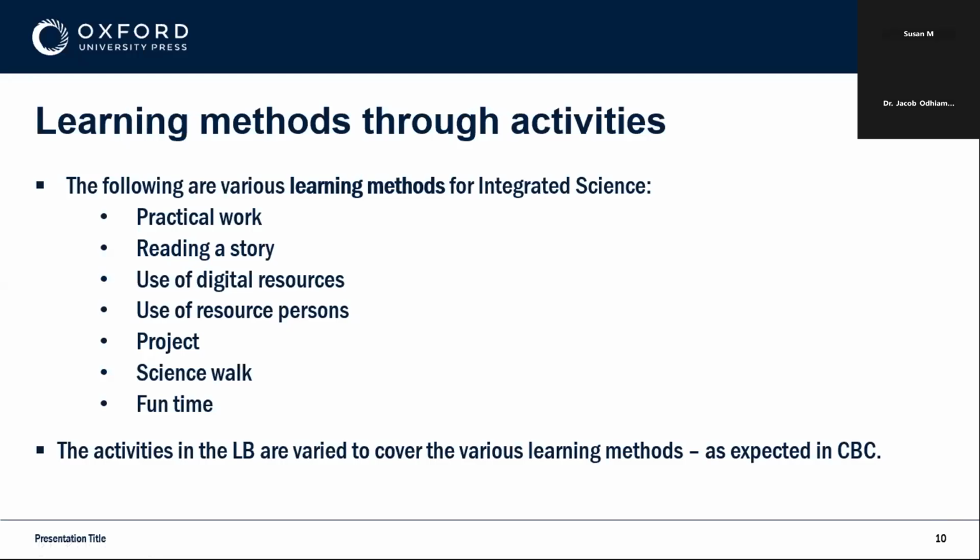So the learning methods for science and technology, these are the learning methods. The practical work. Practical work is where we have some hands-on activities. The learners are doing something using the hands in most cases. Then we also have reading a story, very stimulating because life is full of stories. When the learners are alone, they have some stories, listening to some stories or telling some stories. So this one is a very good learning method. Then use of digital resources. That one is very important.